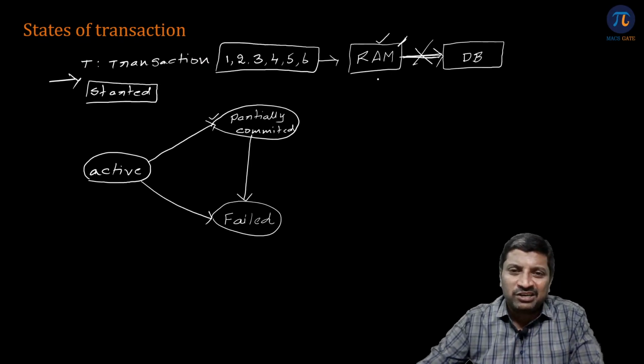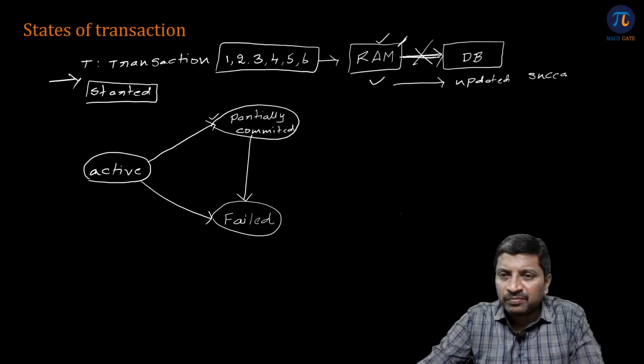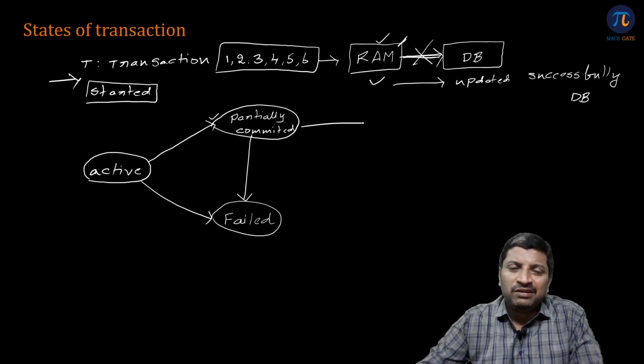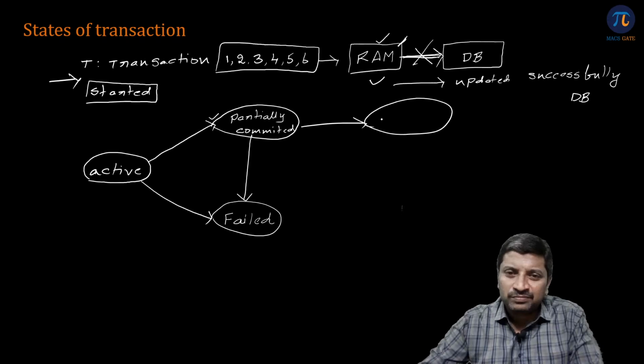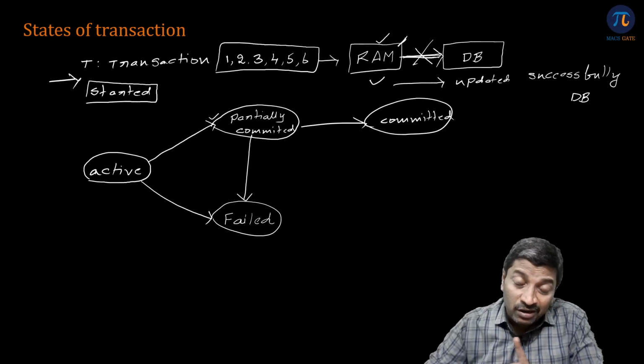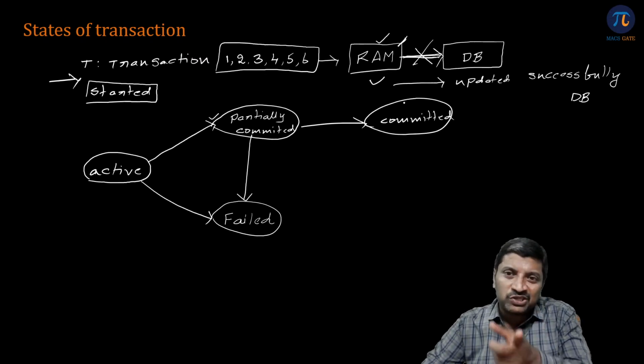Suppose it is partially committed in RAM and you successfully updated the database, then it is done 100%. That is committed. You did all the operations and updated the results of the data after the 6 operations to the database.